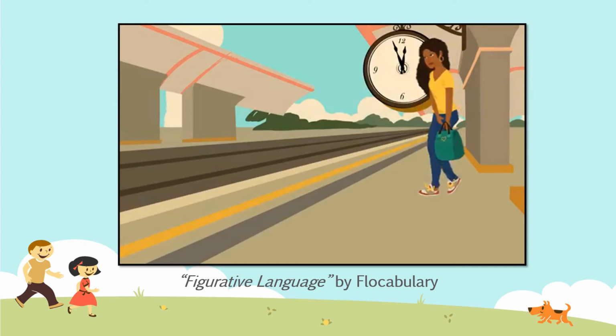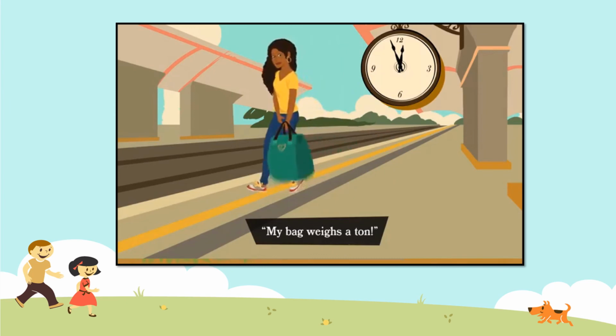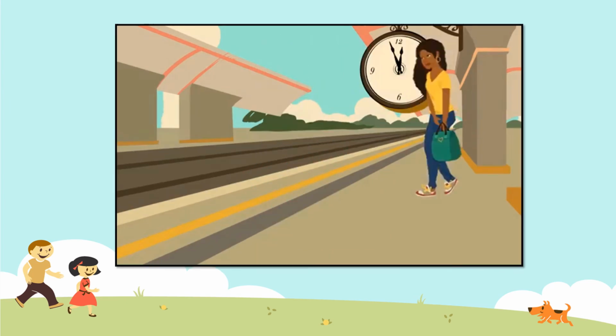Here's another video. Try to determine which word in the sentence makes it a hyperbole. My bag weighs a ton. That's right, ton. In the video, the lady expresses that her bag is heavy by using the word ton, but her bag doesn't weigh 2,000 pounds, does it? Of course not. Good job.